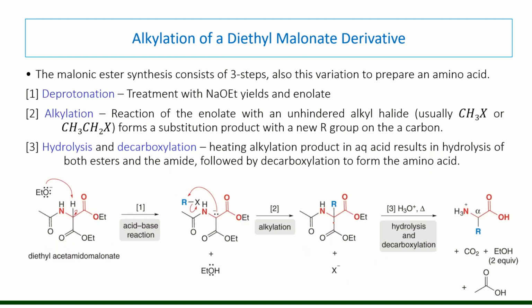Let's have a look at exactly what this is. So deprotonation, attack, and then of course here's the derived species, which then is hydrolyzed followed by heating. Remember that this is a beta ester. So on saponification followed by heating, we have decarboxylation.